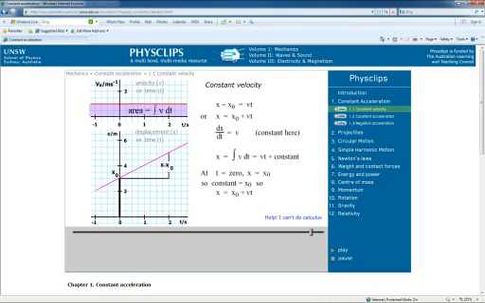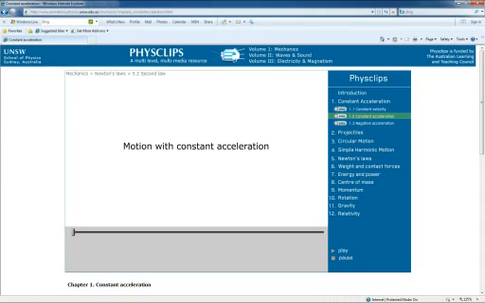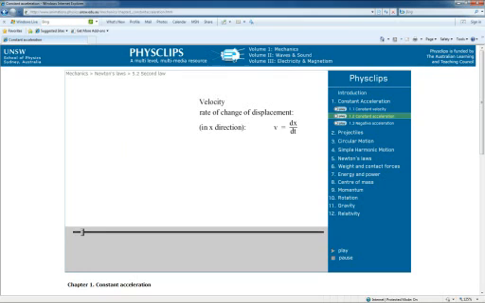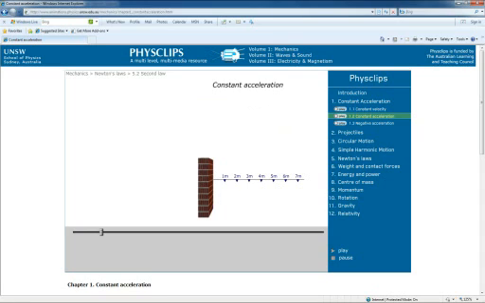Either run through that much again, or else let's add acceleration to the motion. We just saw that velocity is the rate of change of displacement. Acceleration is defined as the rate of change of velocity. If acceleration is constant, then velocity is changing at a constant rate.